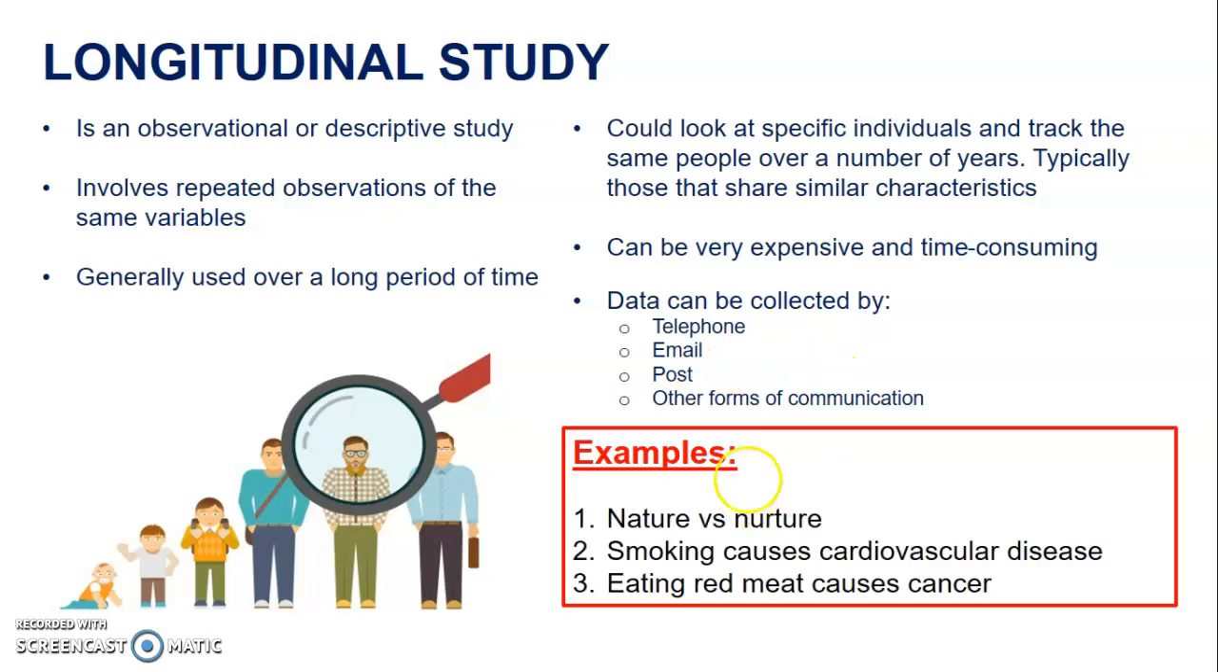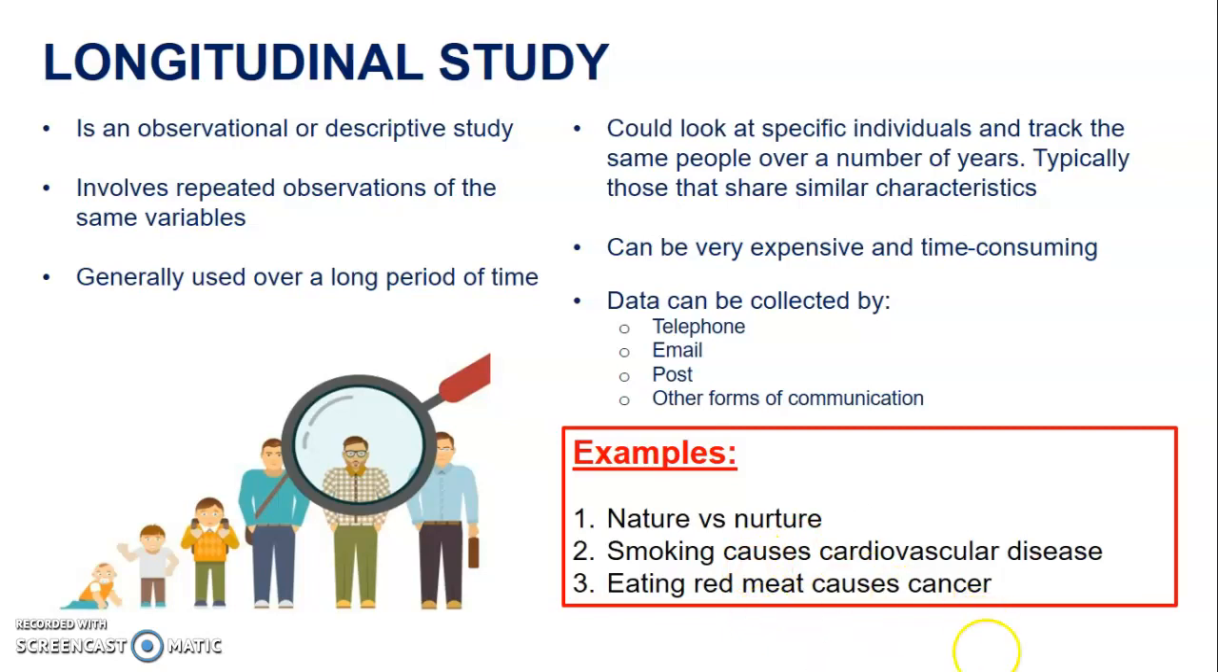So as I mentioned just briefly there, it could be things like nature versus nurture. Are you destined to be the way you are, or does your environment change the way you grow up and behave? So this is when they might look at a specific population group and then follow those people for the next 15-20 years in terms of how they've actually succeeded in their life.